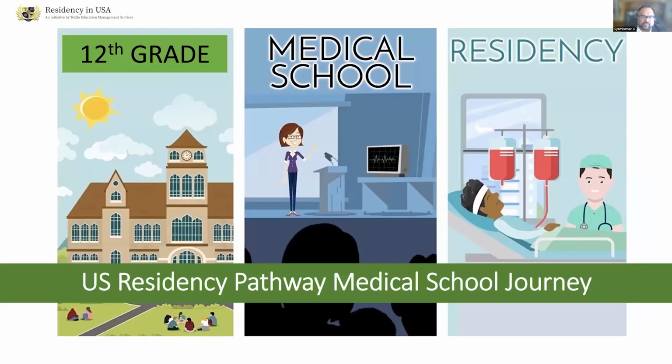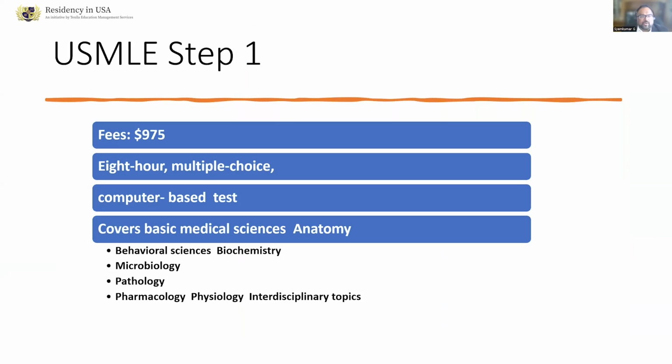I'll give you a quick walkthrough of how the US residency pathway works, or how students get into residency programs. This is mostly for you as a student from India. After 12th grade, you enter a medical college, which is probably an MBBS program, and once you've completed the MBBS program, you can get into residency programs. So: high school, medical education, then you can apply to residency programs. Now, how can you get into a US residency program? This is what we are going to talk about in the coming slide.